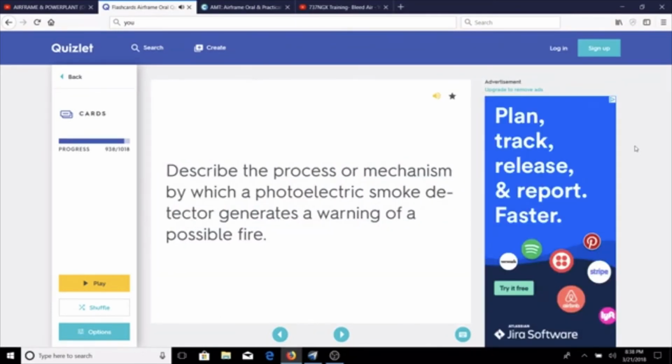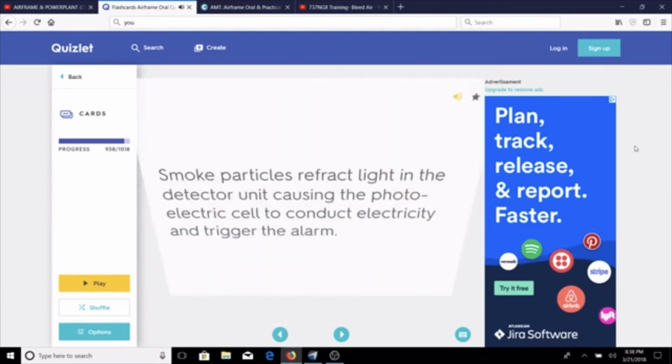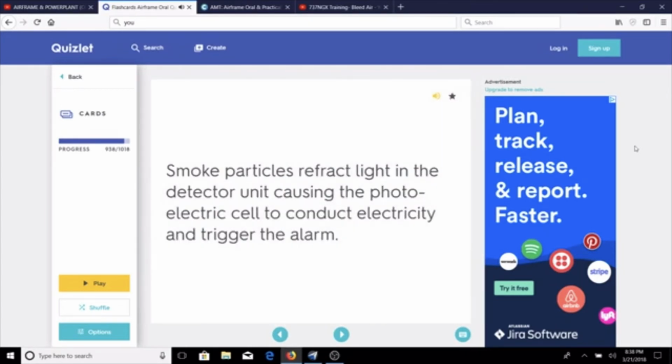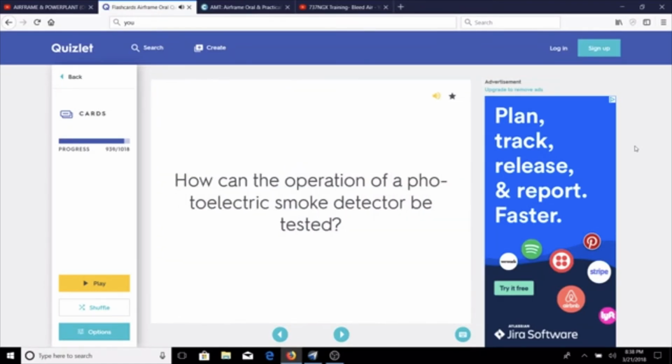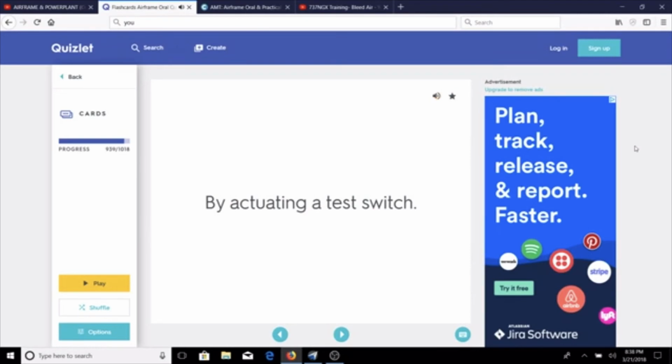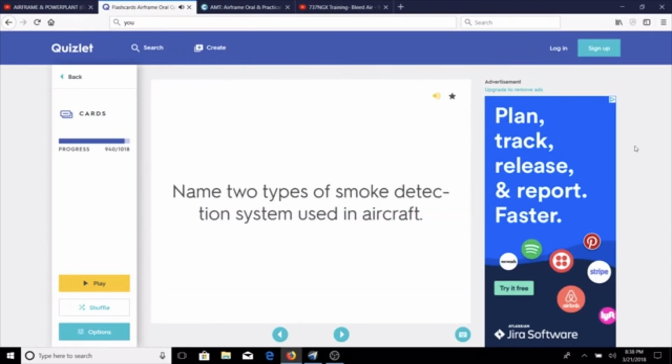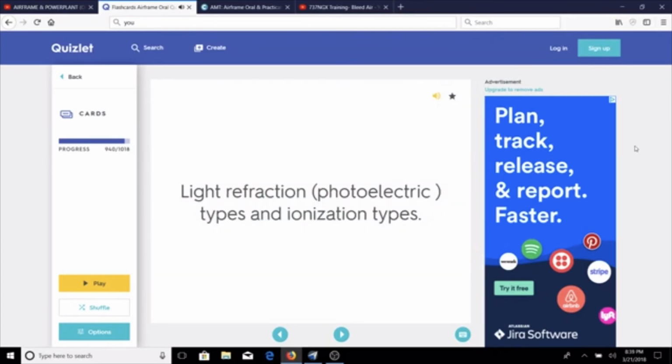Describe the process or mechanism by which a photoelectric smoke detector generates a warning of a possible fire. Smoke particles refract light in the detector unit, causing the photoelectric cell to conduct electricity and trigger the alarm. How can the operation of a photoelectric smoke detector be tested? By actuating a test switch. Name 2 types of smoke detection system used in aircraft. Light refraction types and ionization types.